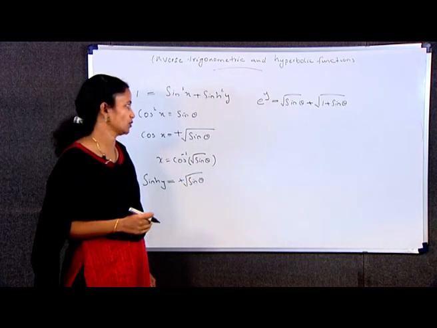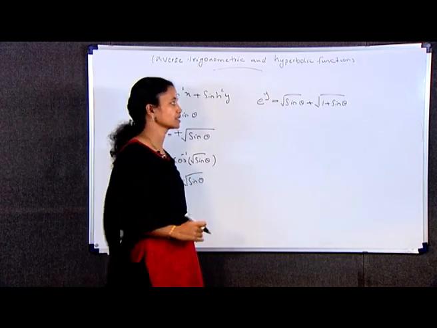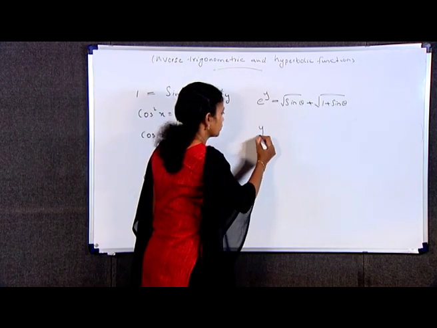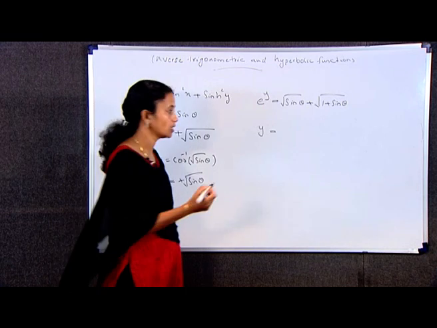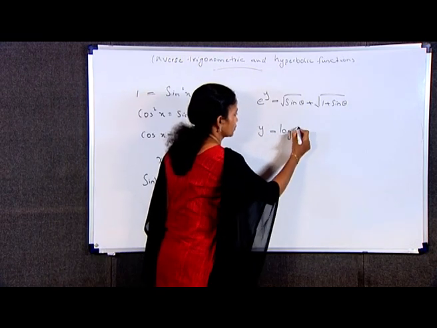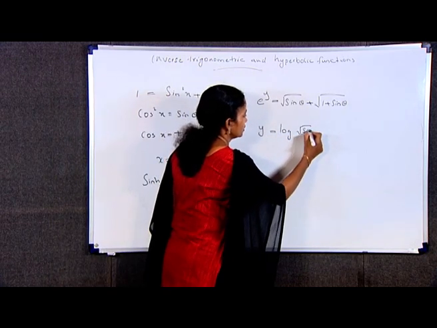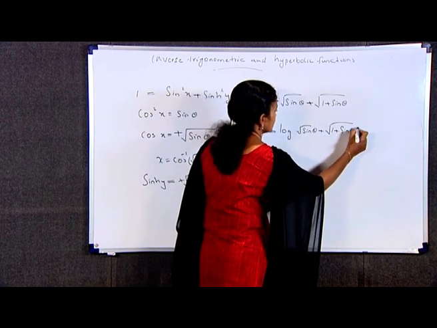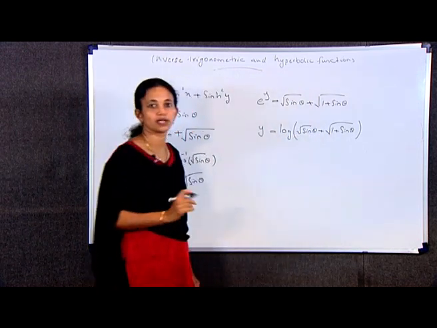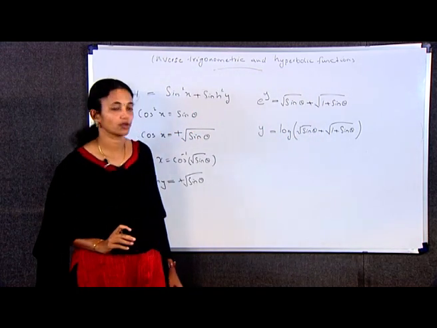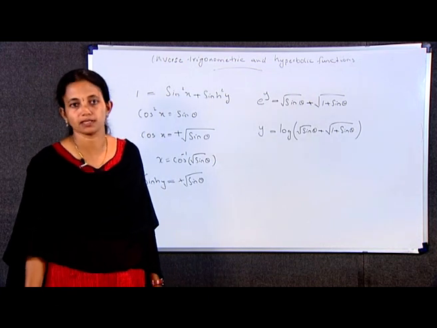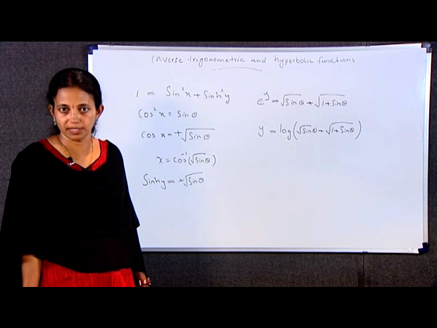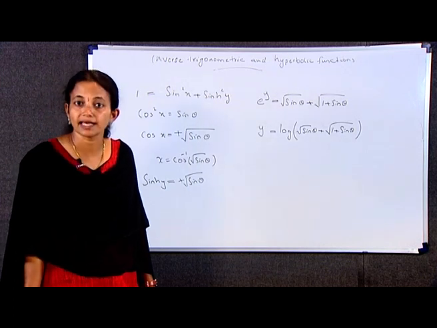That is, e raised to y is equal to square root of sin theta plus square root of 1 plus sin theta. From this we can write y is equal to log of square root of sin theta plus square root of 1 plus sin theta. Next, we have to separate the real and imaginary part of the expression tan inverse of x plus iy.